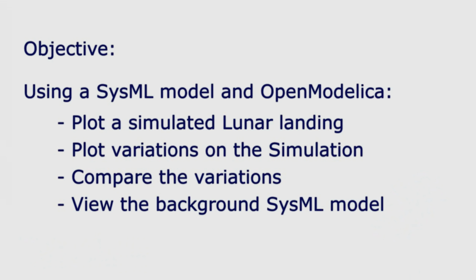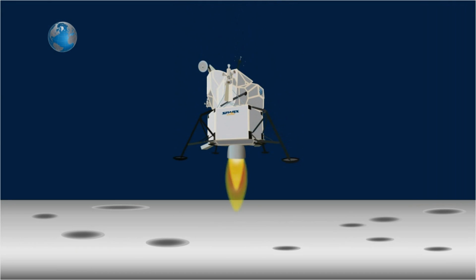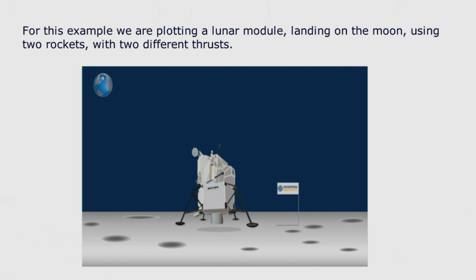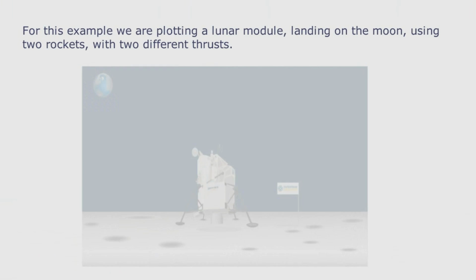So for this particular example, we're going to be plotting a lunar module. And so here we've got the Sparx lunar module landing on the moon, putting an Enterprise Architect flag on the moon. So when we're doing this simulation, there really are two key variables that help determine the best outcome. And so what we're looking at is two rockets with two different thrusts, and this will be used throughout the example.